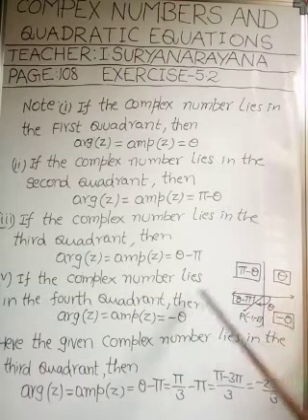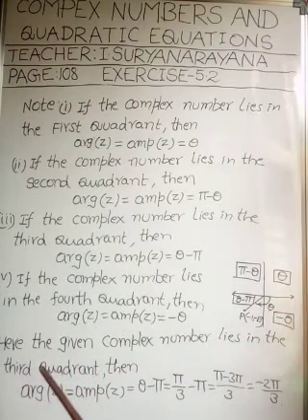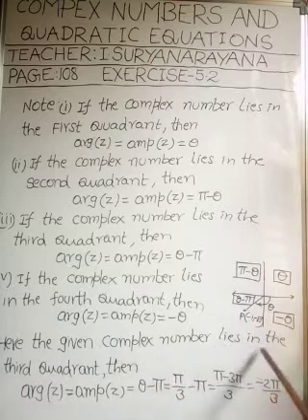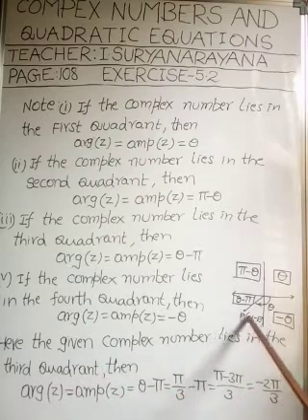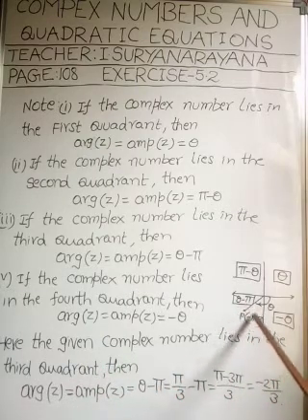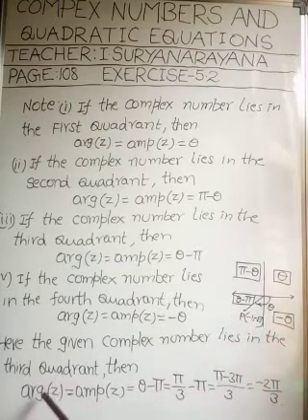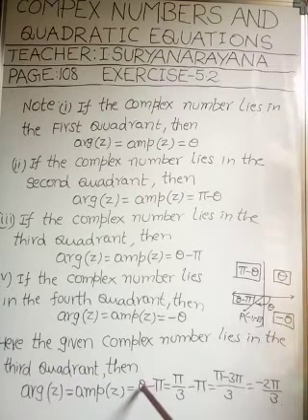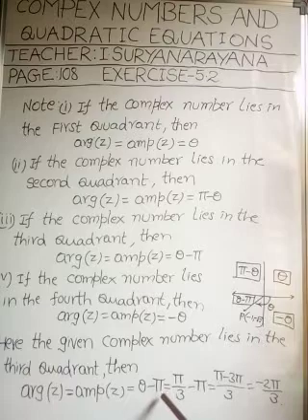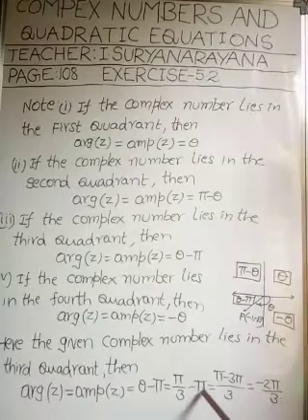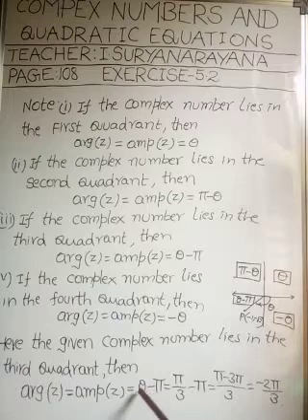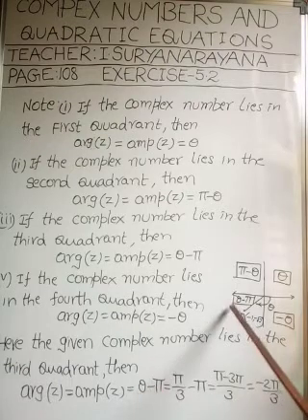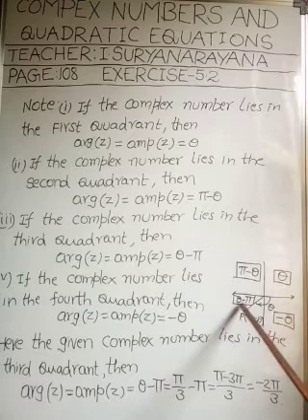Okay, my children. Now come to the given question. Here the given complex number lies in the third quadrant. Here -1 comma -√3. So this point lies in the third quadrant. Then what is the argument of z or amplitude of z? Theta minus pi. We have already found the value of theta. Okay, my children? Right. So pi by 3 minus pi. We have to substitute the value of theta in this formula, theta minus pi.